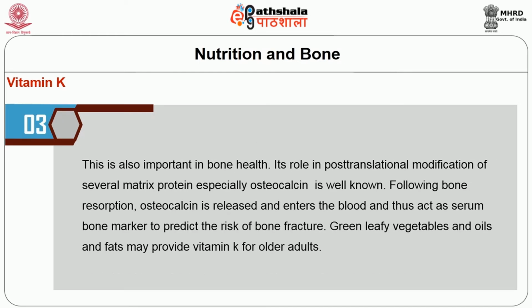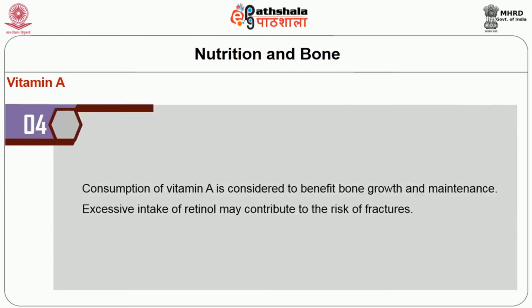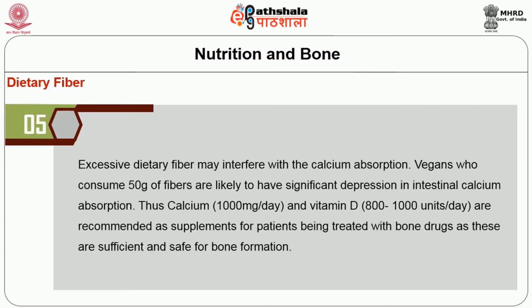Vitamin K plays an important role in post-translational modification of several matrix proteins, especially osteocalcin. This is released into the blood and acts as a serum bone marker to predict the risk of bone fracture. Green leafy vegetables and oils and fats may provide vitamin K for older adults. Consumption of vitamin A is also considered to benefit bone growth, whereas excessive intake of retinol especially may contribute to the risk of fractures.